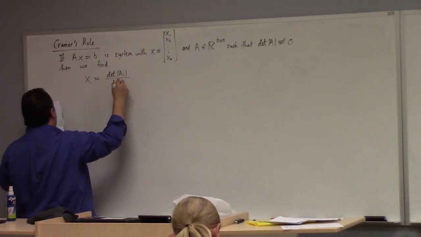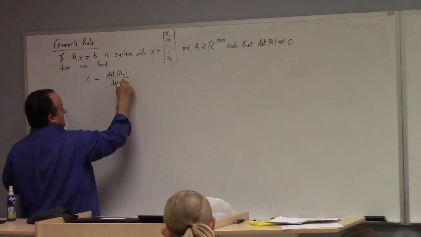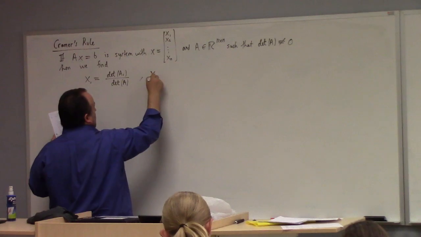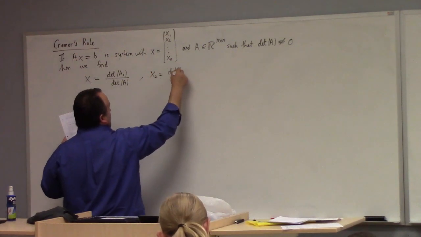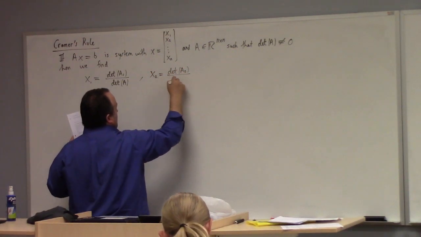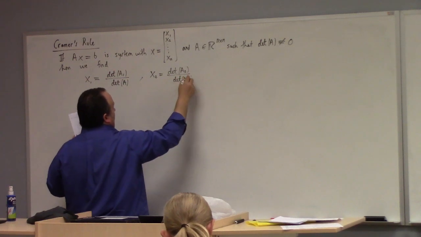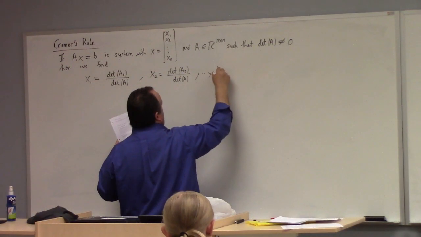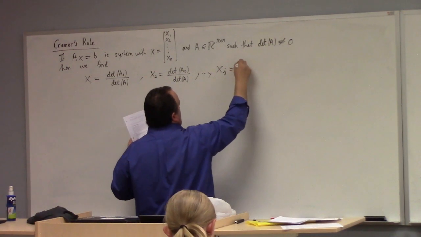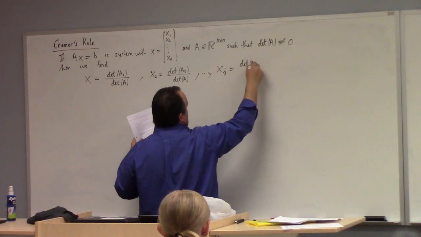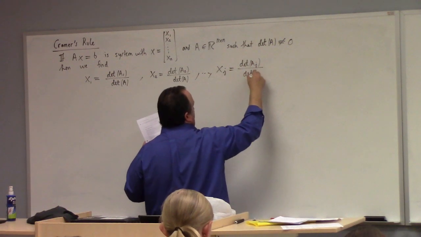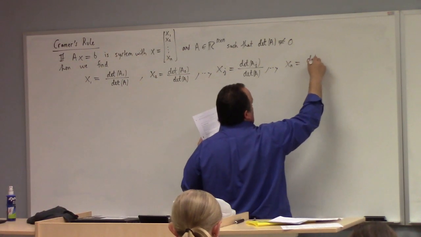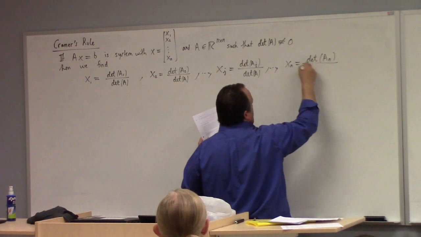Now this A1 is not the first column, guys. All right, it's something else. X2, determinant of A2 divided by determinant of A. And this goes on. Eventually we get like, X sub j is the determinant of A sub j divided by determinant of A, and so forth on down the line, x sub n, the determinant of A sub n divided by determinant of A.